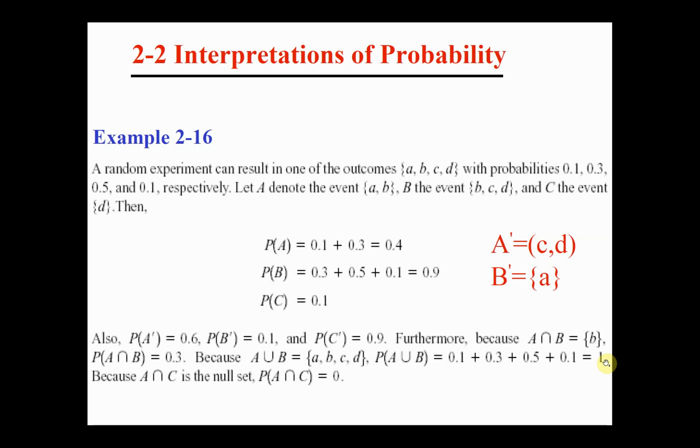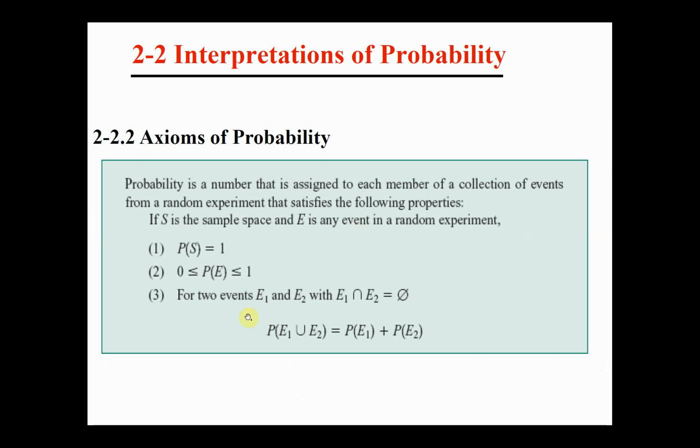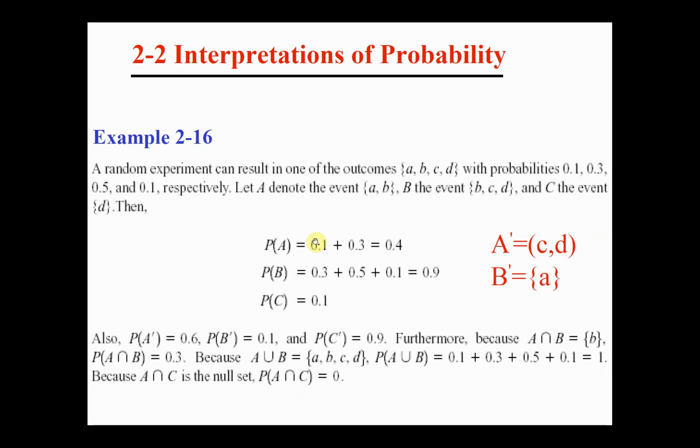Now, we noticed something here. By coincidence, A union B was the sample space. Is it a coincidence that the probability of A union B is 1? It's not a coincidence. The probability of the sample space itself is always 1, and we will see that in the axioms as well. So let's wait until we get there.